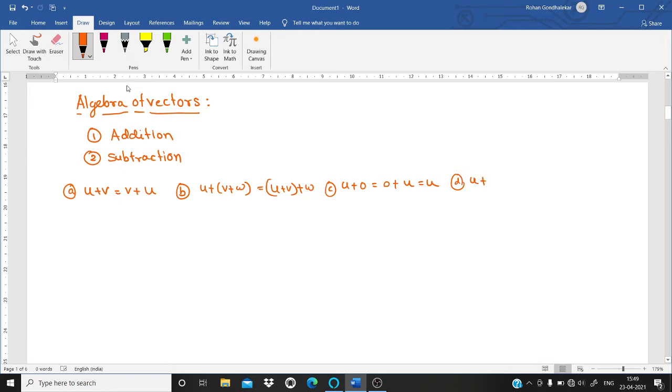If I take u plus minus u or minus u plus u, in both cases my answer is a zero vector. So usually the zero vector can also be represented as either 0 or 0 with suffix v for zero vector. Again, it differs from author to author. Another property that we know: suppose k is a scalar, then k into u plus v is equal to ku plus kv.